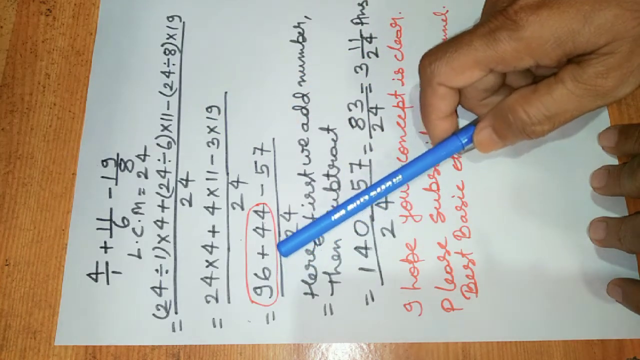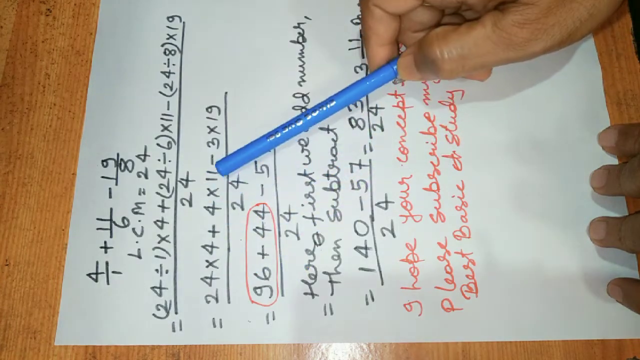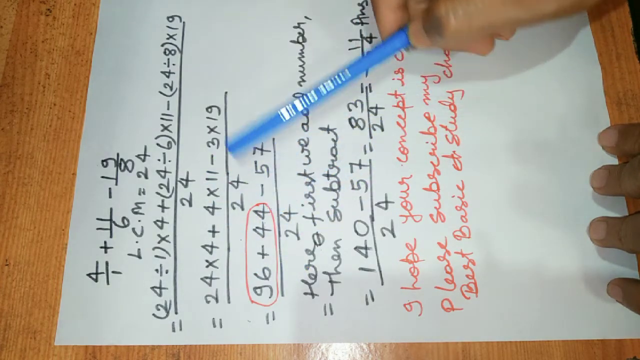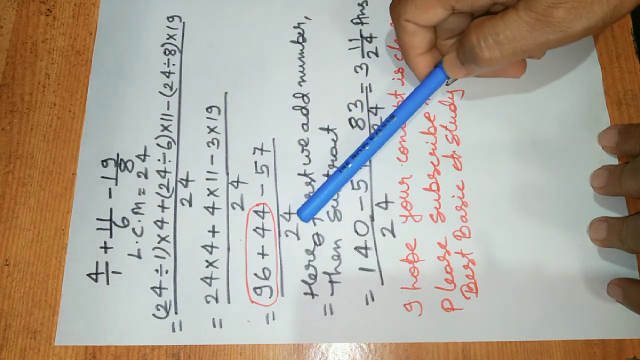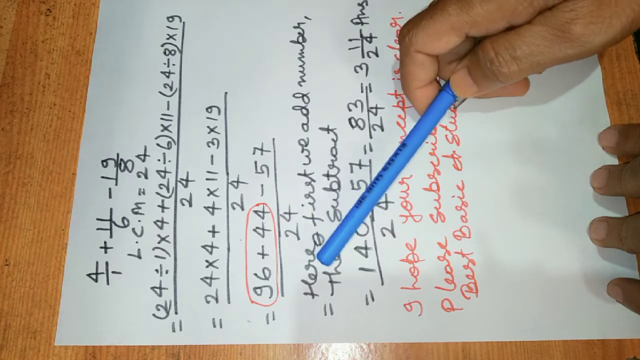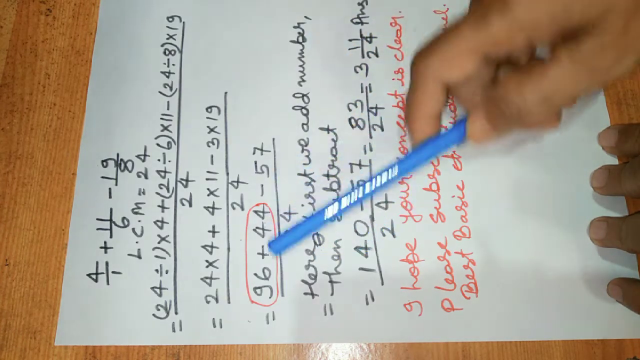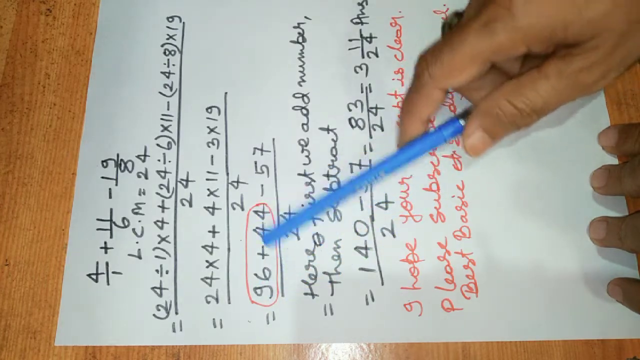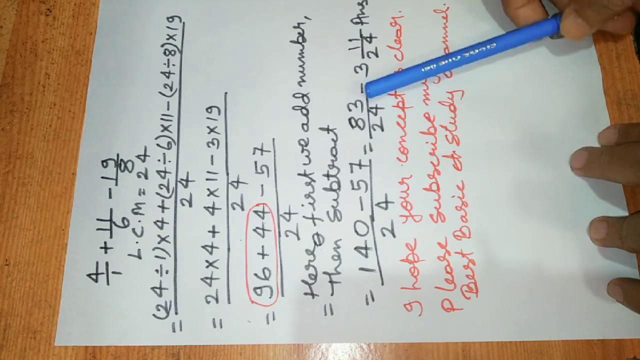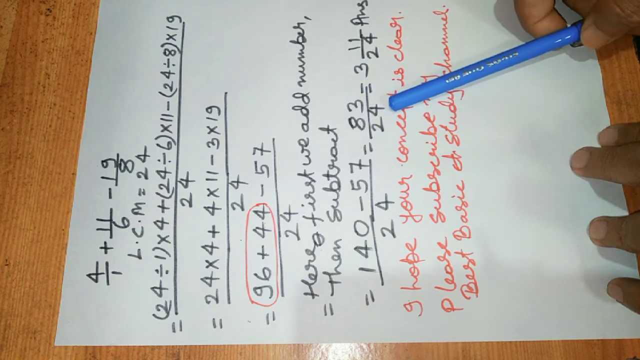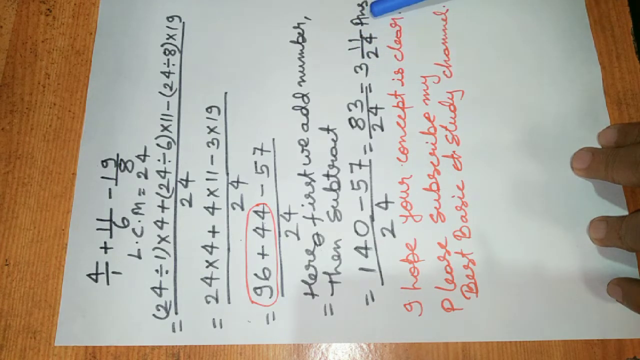Here 96 plus 44. 4 multiply 11 is 44, minus 57 is equal to 20. Here first we add the numbers, then subtract. We add the numbers, 140 minus 57 is equal to 83 by 24. 3 integral part 11 by 24 is the answer.